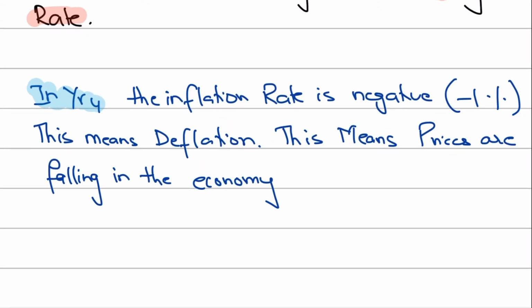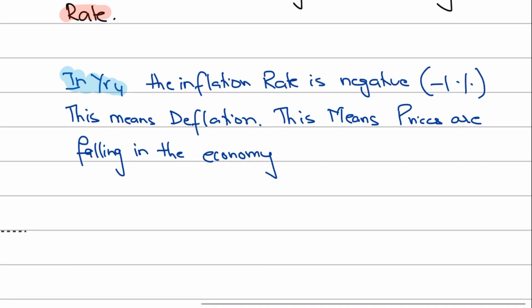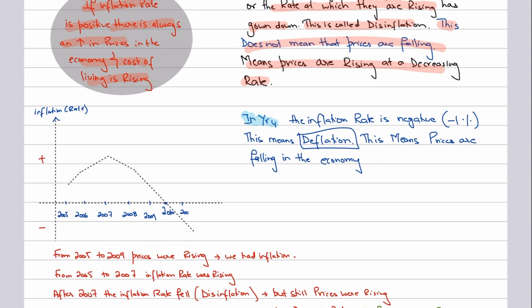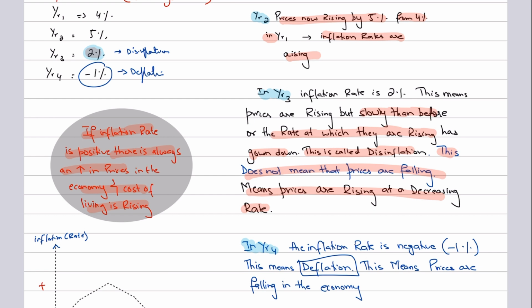So deflation is basically a fall in the general price level. When you talk about the word deflation, it deflates, it means the price level goes down. Deflation means a fall in the general price level, right? And this means that prices are falling in the economy. It's the opposite of inflation. Whenever the rate of inflation is negative, it means that there is deflation in the economy. Okay. So in year 4, you have deflation. It means prices are falling. It means things are getting cheaper.